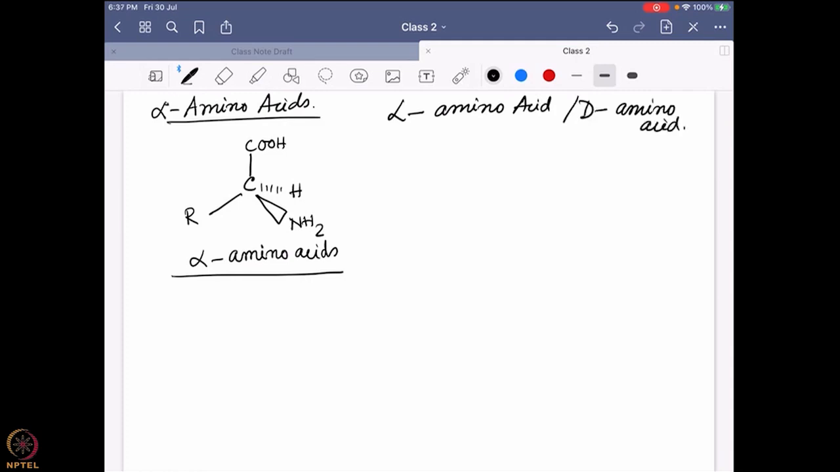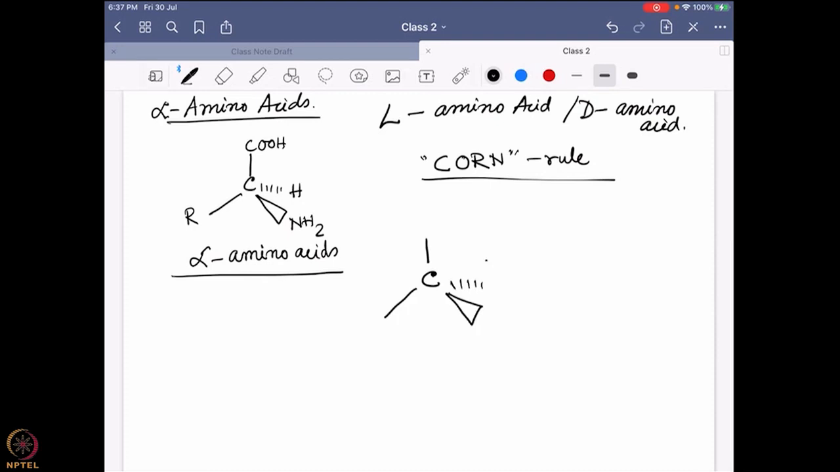So this is alpha, Greek term, and this is capital L. How to differentiate that? For that, you have to just remember the simple rule called CORN. So what is the CORN rule? Over here, what you have to do is simply put the carbon, draw it in tetrahedral geometry, put the hydrogen on the back. That is the first thing.